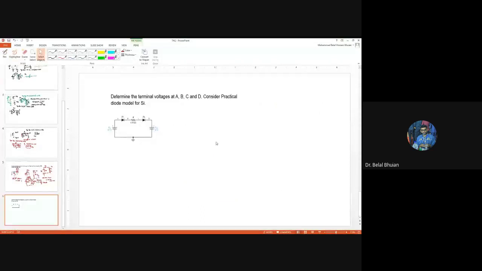Okay, next problem. Determine the terminal voltages A, B, C, D. Consider practical diode. So determine the terminal voltage at this point, this point, this point, and this point. So again, what condition do we have? We have a DC voltage source and diode and resistor in series. So that means we can apply the Vp minus Vn rule.